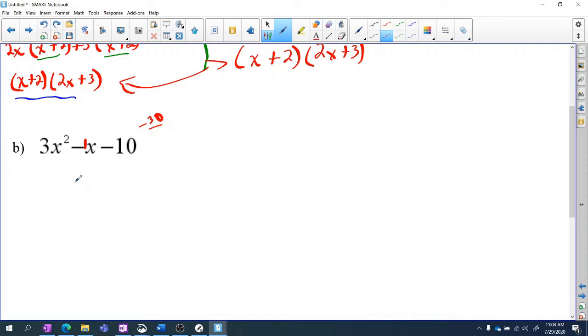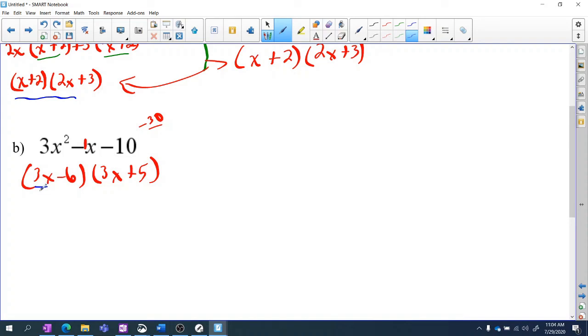Now I have to get the right sign on the right one. So I'm going to go Australian method. 3x, leave room, 3x, leave room. So to get a negative 1 when I add them, and a negative 30 when I multiply them, I'm going to use negative 6 and a positive 5. Remember, this is a middle step. It's not the final answer.